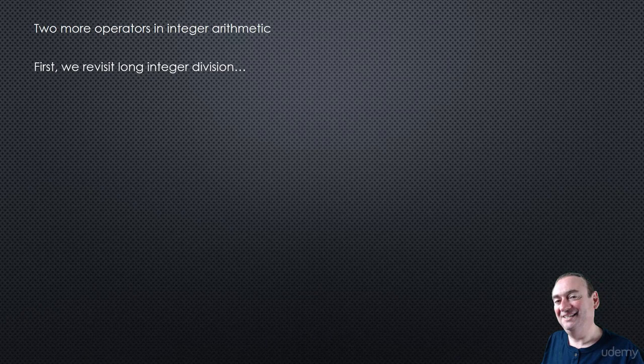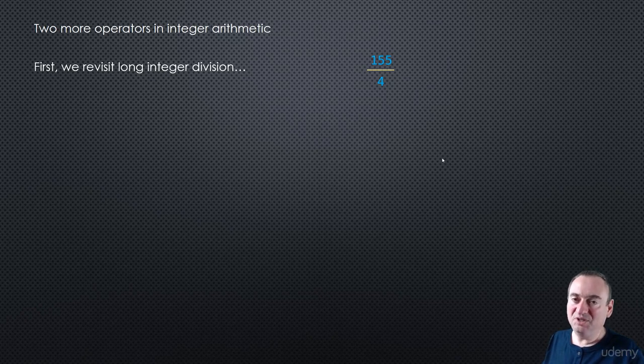So first, let's take a look back to long division. We can remember that from our grade school. And that's when you wanted to divide, you had a fraction like 155 over 4, and you did long division on that. At that time, you didn't have a concept of a decimal point and numbers after the decimal point. Everything was working with integers. So let's take a look at that.